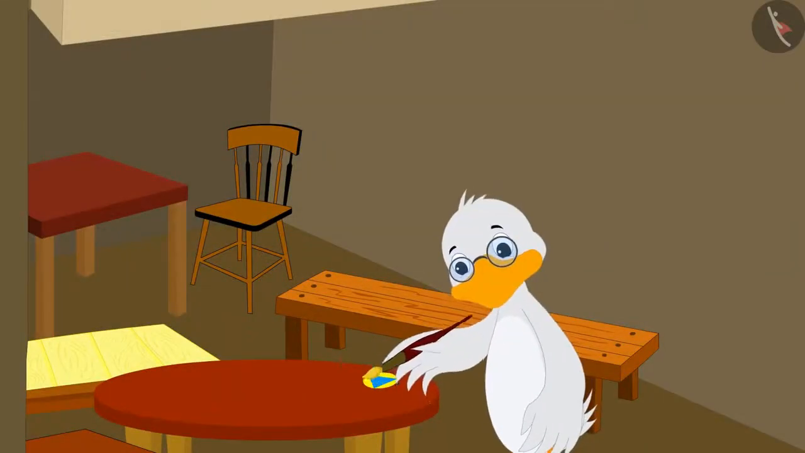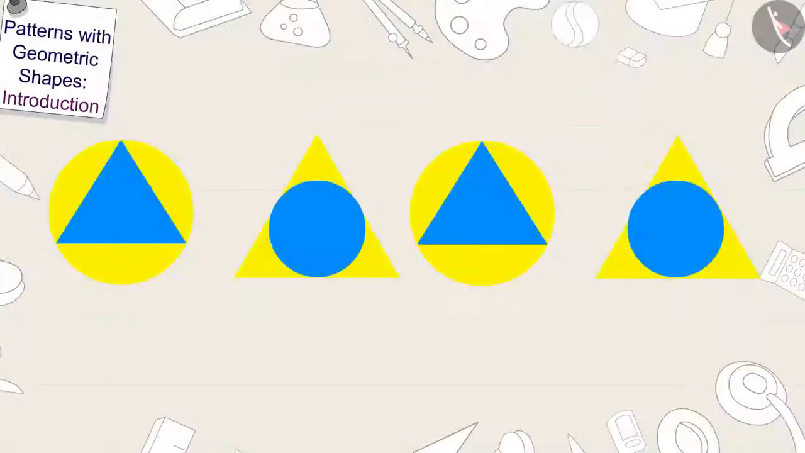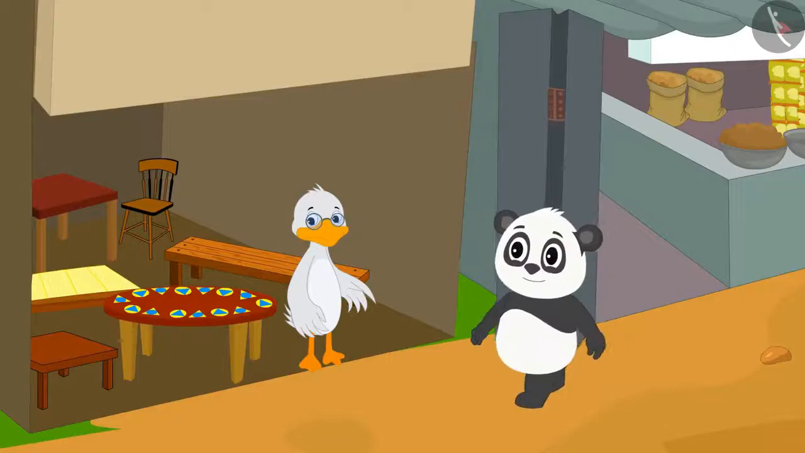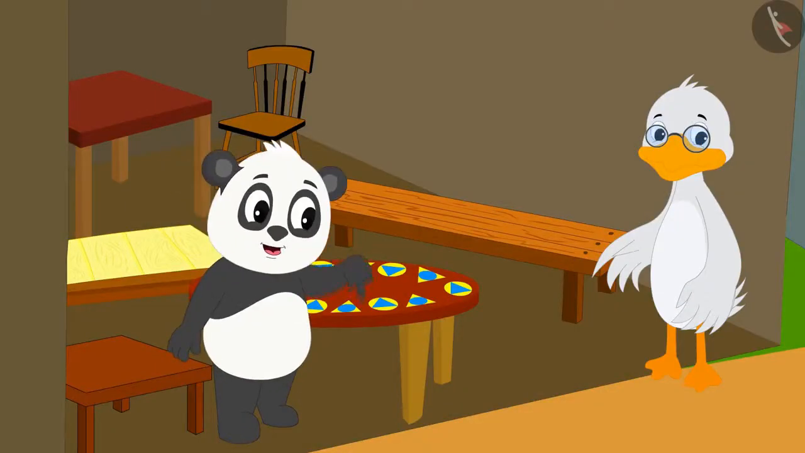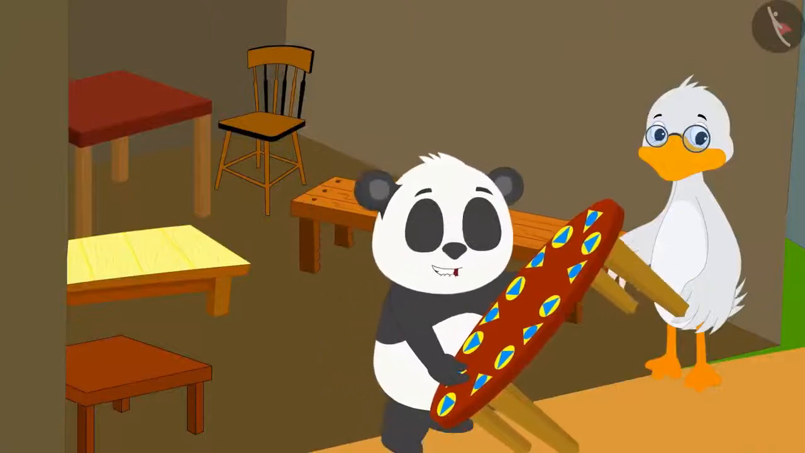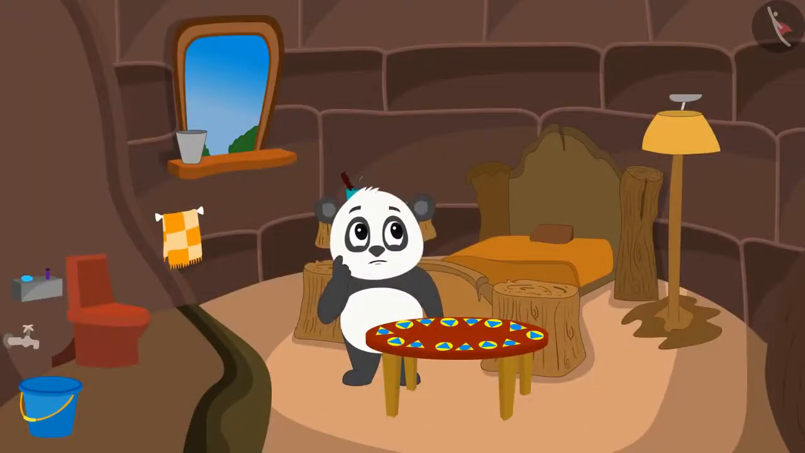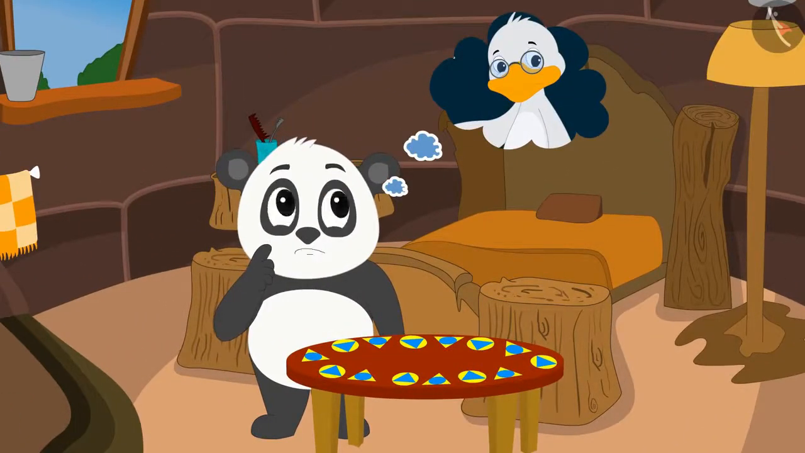Uncle created such a pattern using geometric shapes on his round table. Golu came to buy the table at Uncle's shop and he liked the table very much. Golu immediately bought the table from Uncle. Golu returns to his house thinking, How did Uncle make this pattern? I don't know the rules for it.